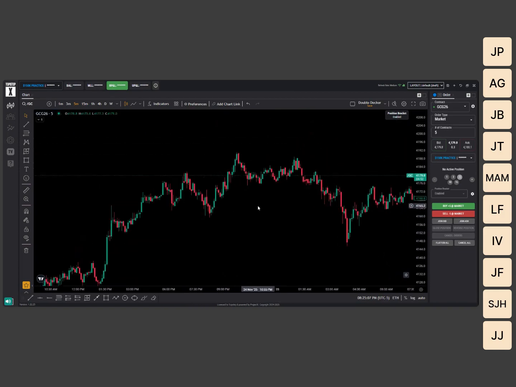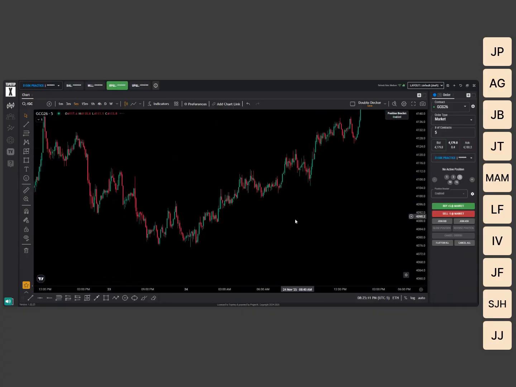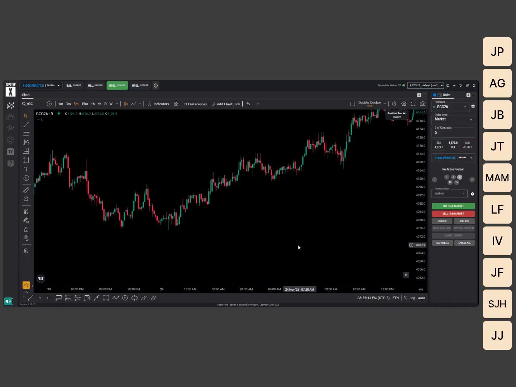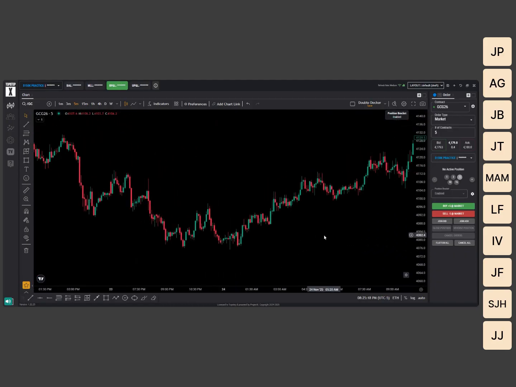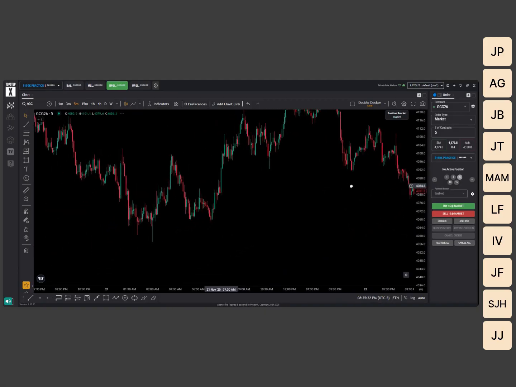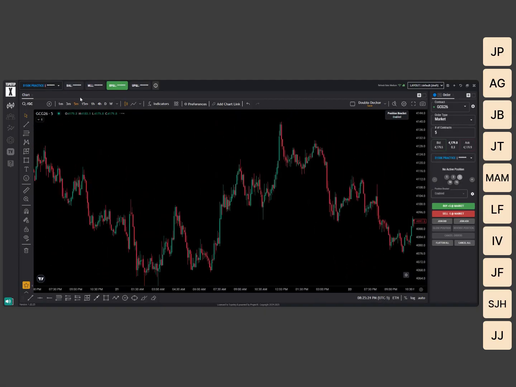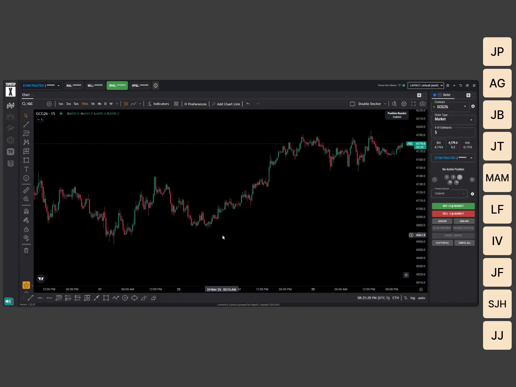I'm trying to find an example that I can show y'all, because this is a little specific. Most of the time, of course, it just reacts off the order block and bounces. But for specifically blowing through, I'm going to have to look on a 15-minute first.